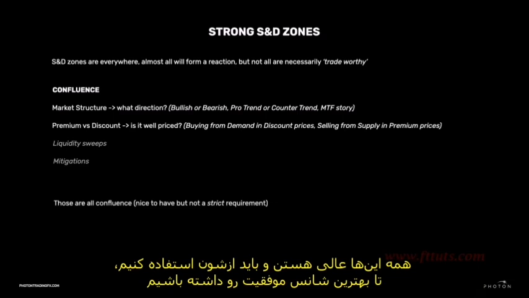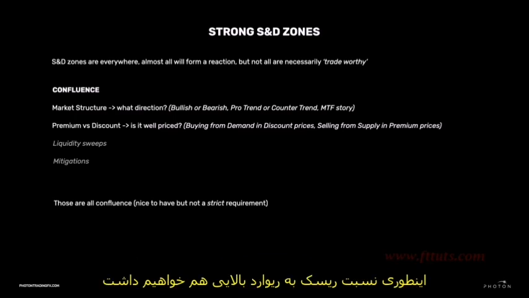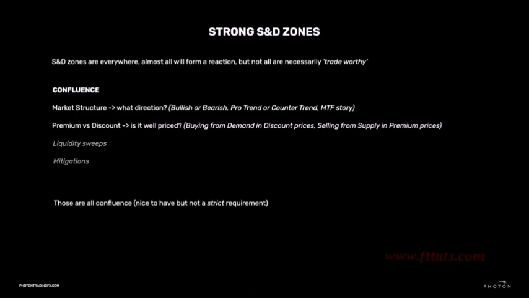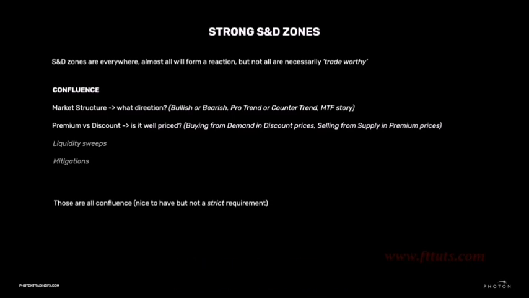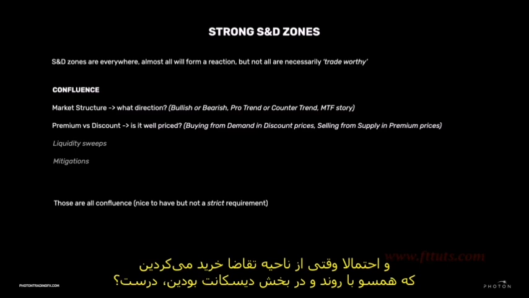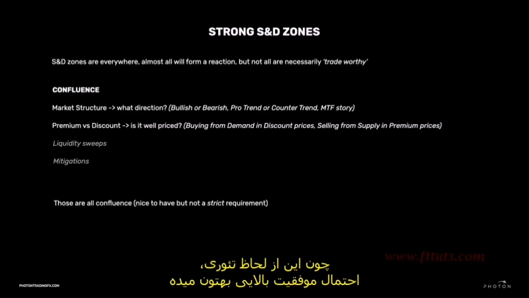Now, all of these are really great confluences that we should be using to make sure that we are trading with as high a strike rate and as high a reward to risk ratio as possible. Those confluences are really nice to have, but they are not necessarily a strict minimum requirement. So what do I mean by that? Well, if they were a strict minimum requirement, then you would only ever buy from demand zones that were in the discount, for example, and perhaps only from demand zones that were also pro-trend and in the discount, right? Because that should, in theory, give you that higher probability.